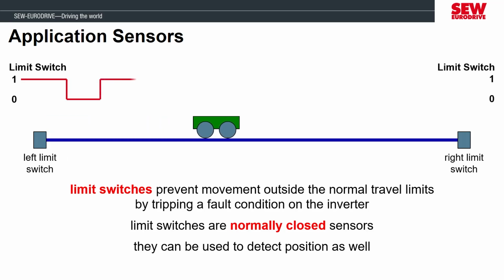So we can back the equipment off of the switch and it will go high again. And if the equipment travels to the right switch, it will make the signal go low, then it will be stopped on the switch until it's backed off. Once it's moved off the right limit switch, it will go high again.